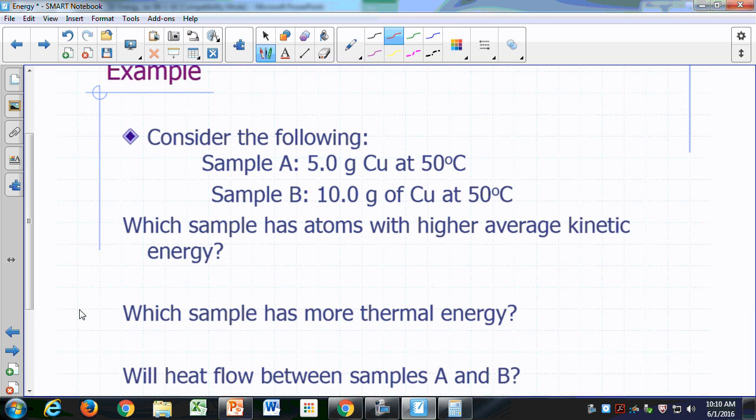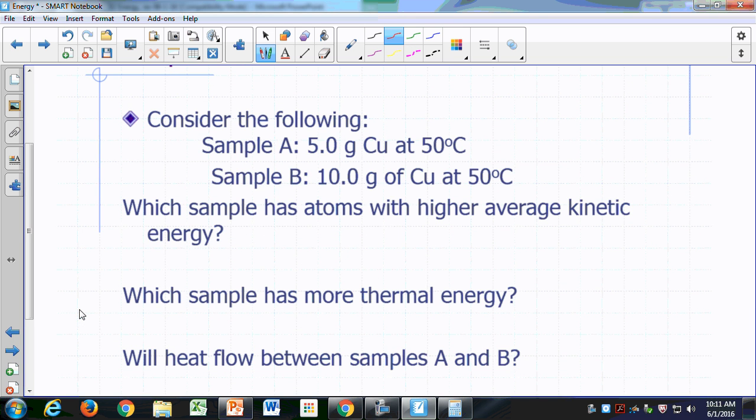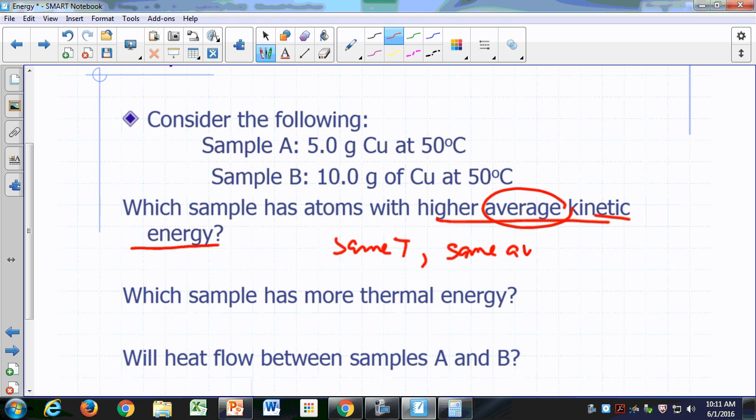So let's look at this example right here. Sample A is 5 grams of copper at 50 degrees. Sample B, 10 grams of copper at 50 degrees. Which one has a higher average kinetic energy? What's a measure of average kinetic energy? Same temperature, same average, right? So, neither one. Which sample has more thermal energy?